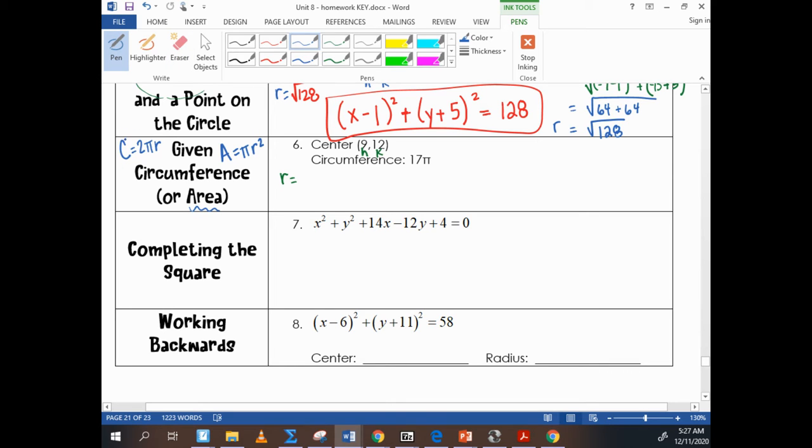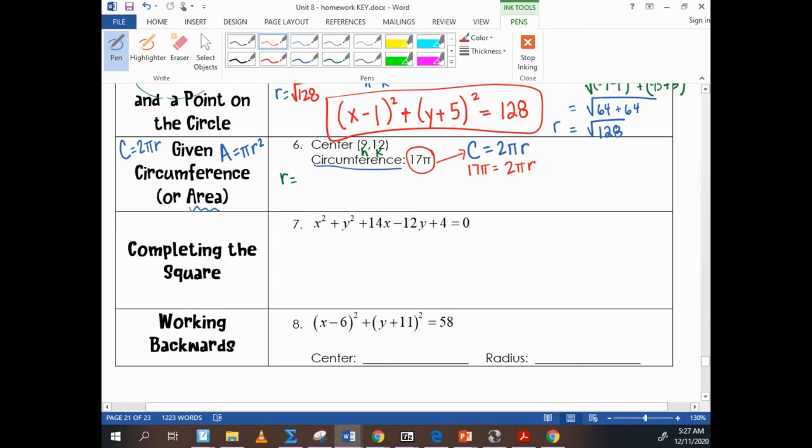All right, so that's what I'm going to do. I'm going to use my circumference formula since they gave me the circumference. I'm going to use that circumference formula, that the circumference is equal to 2 times pi times r, to find my radius. So notice right here, I know the circumference, that's just going to get plugged in for c. So 17 pi is equal to 2 pi times r.